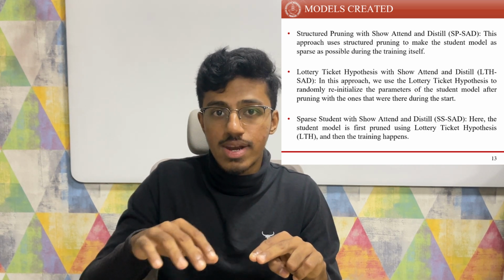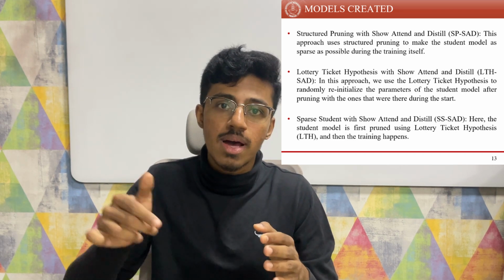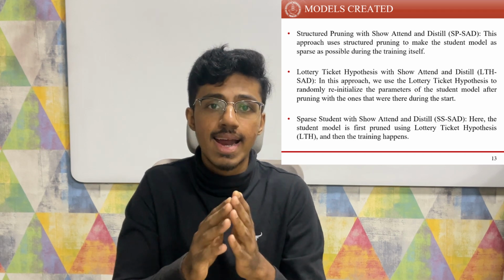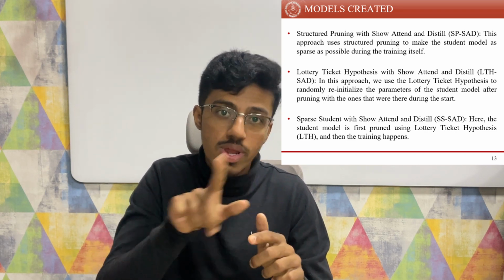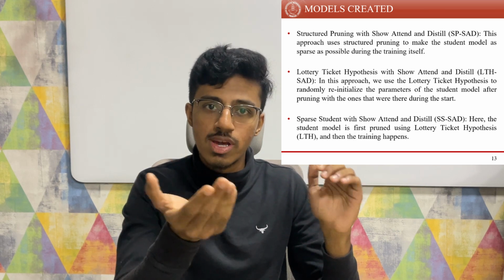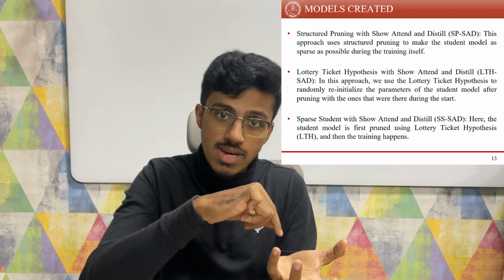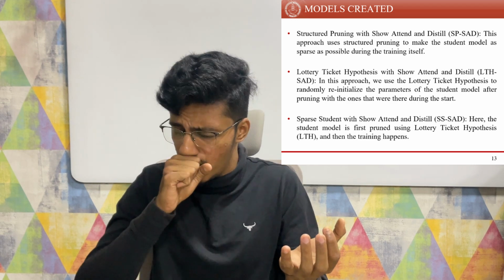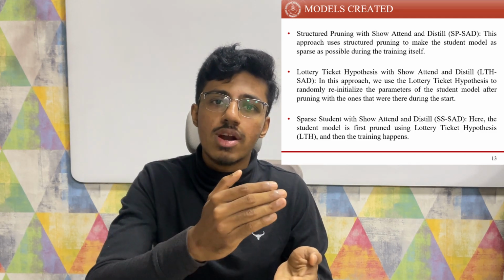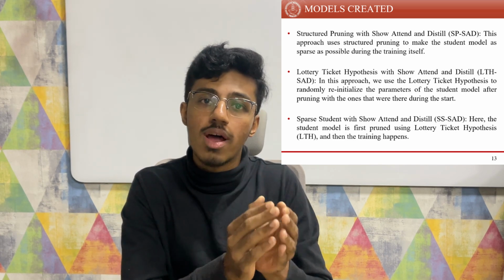And what happens in lottery ticket hypothesis with show, attend, and distill, that is LTH-SAD, is that the same pruning takes place, but here the pruning is done using lottery ticket hypothesis. And third, sparse student, SSAD, what happens? Here the pruning does not take place during the training process. Instead, the teacher model is taken as the first step of lottery ticket hypothesis, and as I told you, the end product of lottery ticket hypothesis would be a very small student network. So after the lottery ticket hypothesis is done on the teacher model, we will get an end product that is a smaller student model.